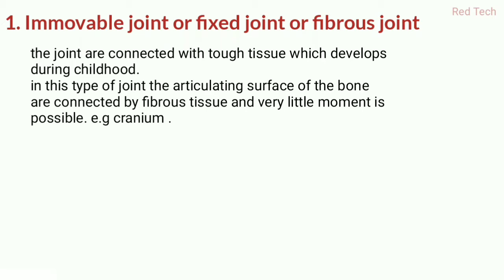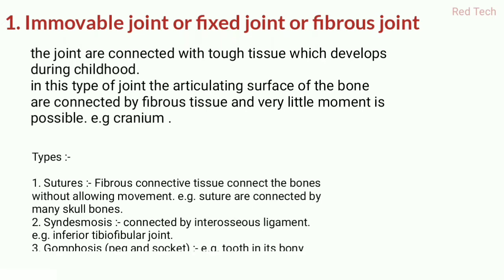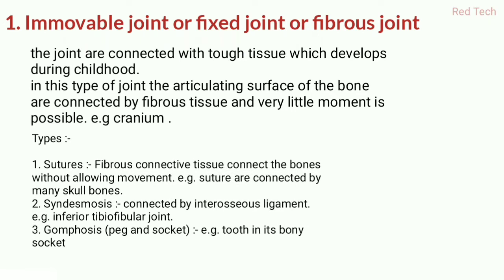An example of the immovable joint, fixed joint or fibrous joint is the cranium, or you can say the skull, the attached bones in the skull. So the cranium is basically an immovable joint that does not permit movement. Here there are also three types. The first one is sutures. Sutures in the skull are connected by the many skull bones. So these are a type of immovable joint.